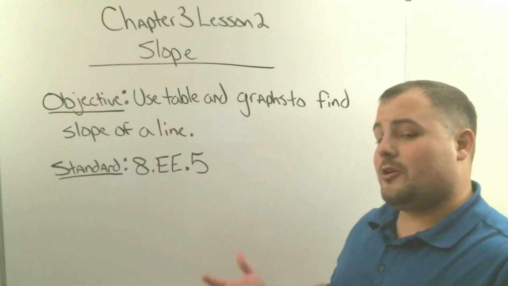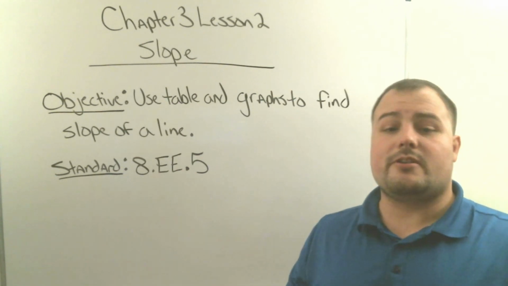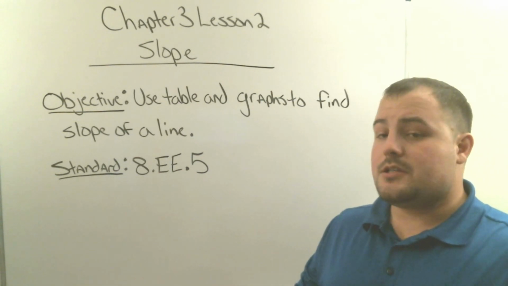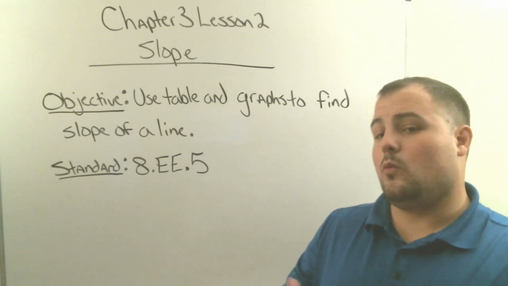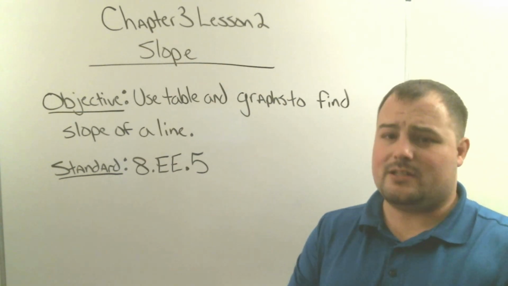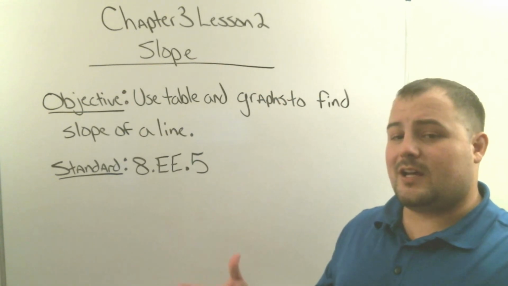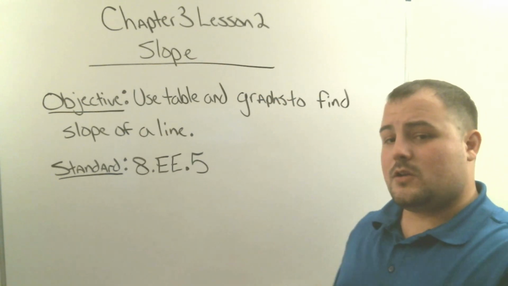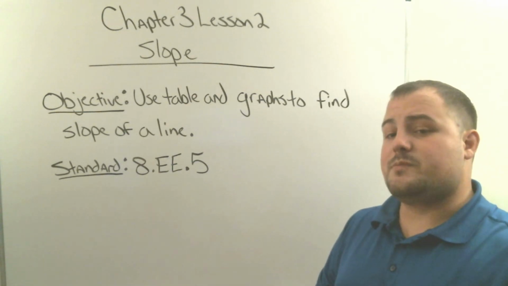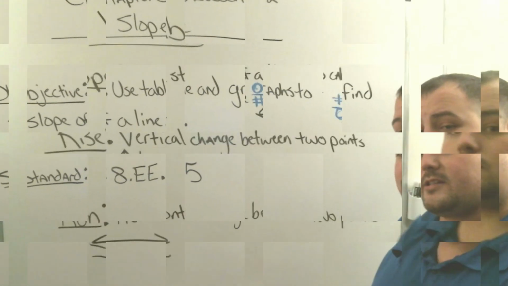In this lesson, our objective is that we're going to use tables and graphs to find the slope of a line. So hopefully you guys are thinking about, what does that word mean? What does slope mean? That's what we're going to discover in this lesson. We're going to find out slope of lines and slope of tables. Our standard is 8th grade equivalent expression, standard number 5. Let's go ahead and start.